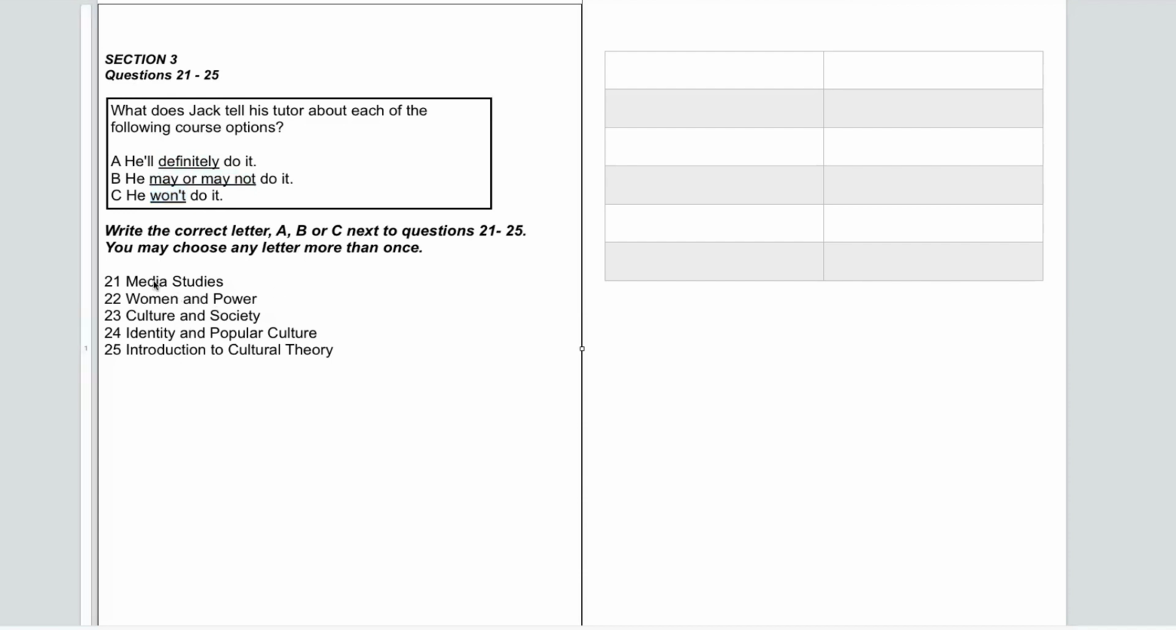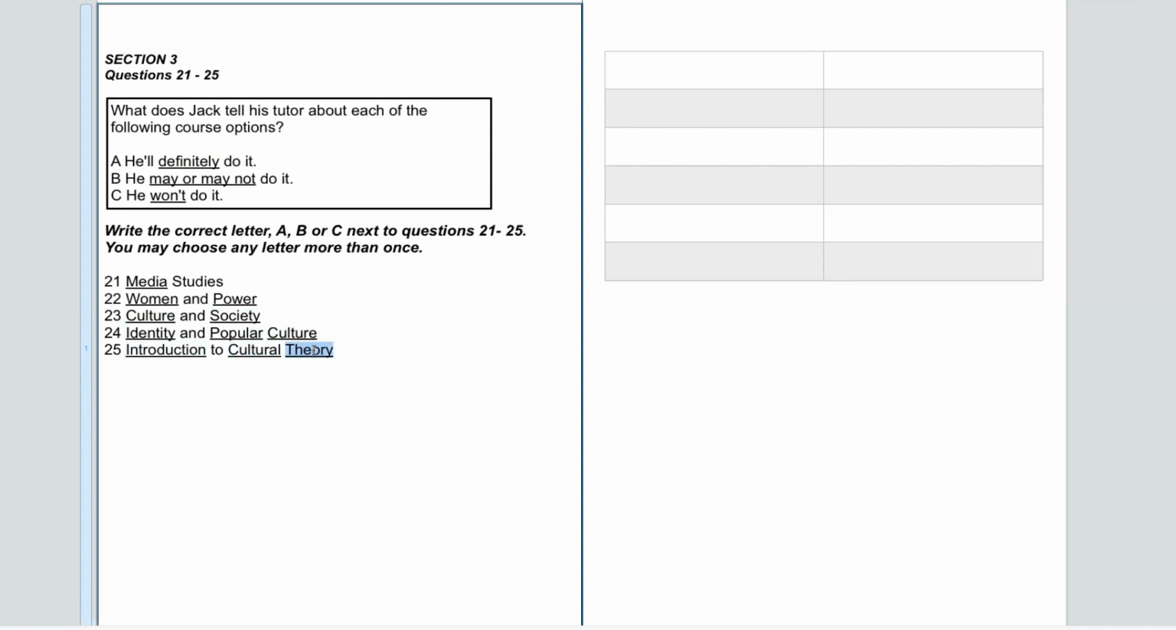Then for our keywords here, I would underline things like media, okay, because studies could also be used for women or culture and society. So media is the main thing here. Number 22, I would listen out for women in power. This is very specific. Same thing with culture and society here. And then I would say identity and culture again. You may even want to underline popular since that is specific. And then I'm going to say an introduction to cultural theory.